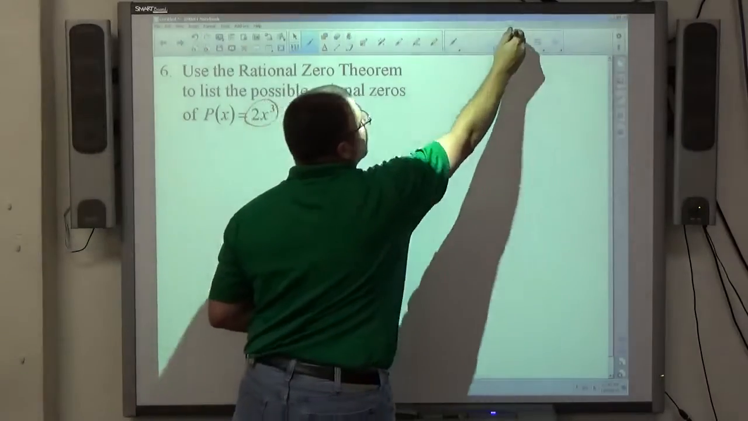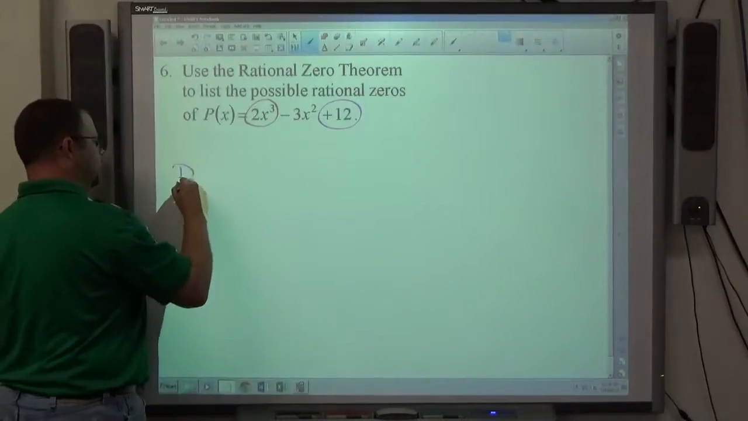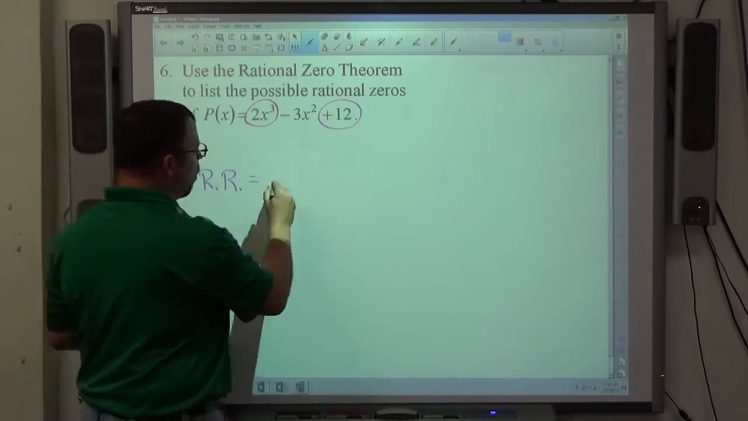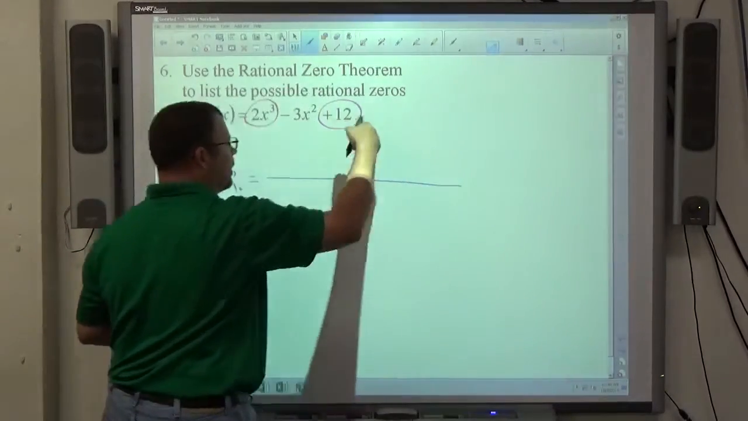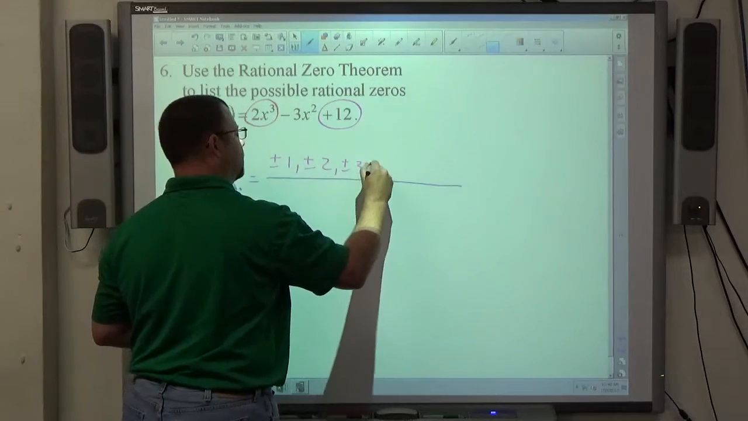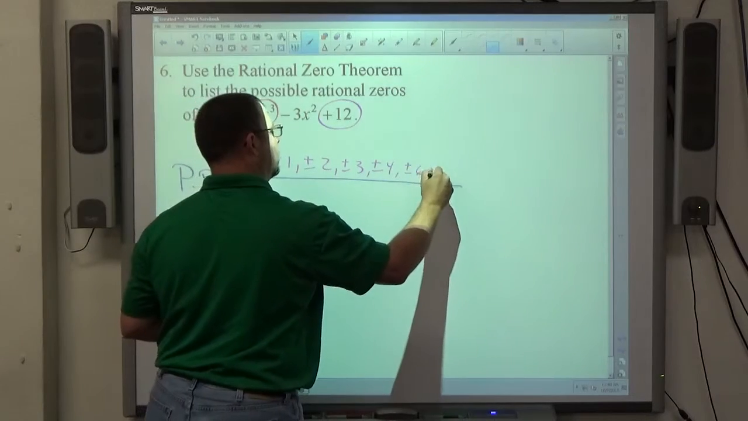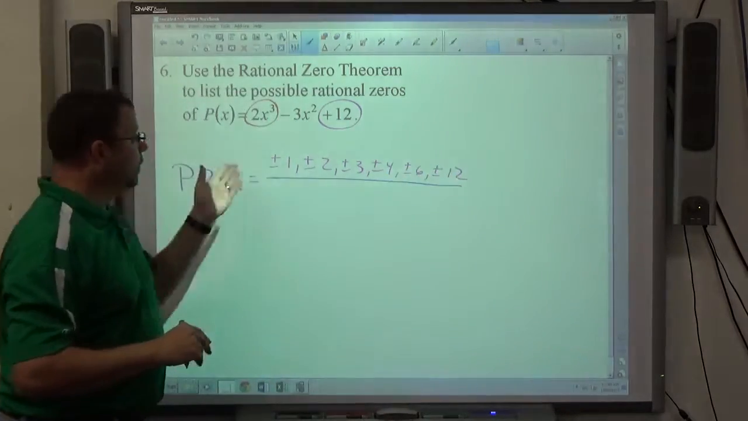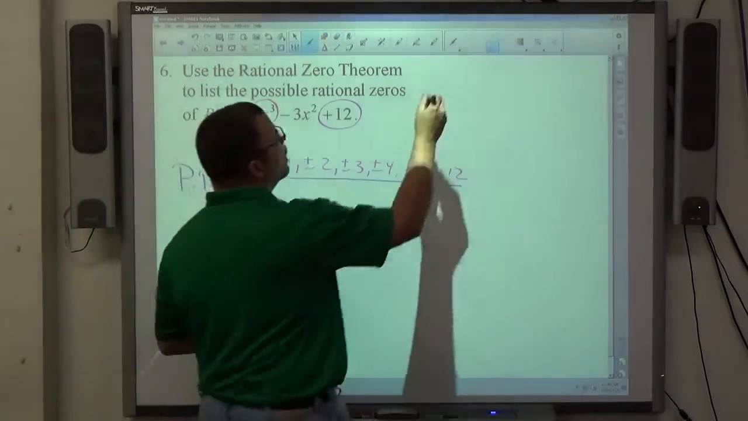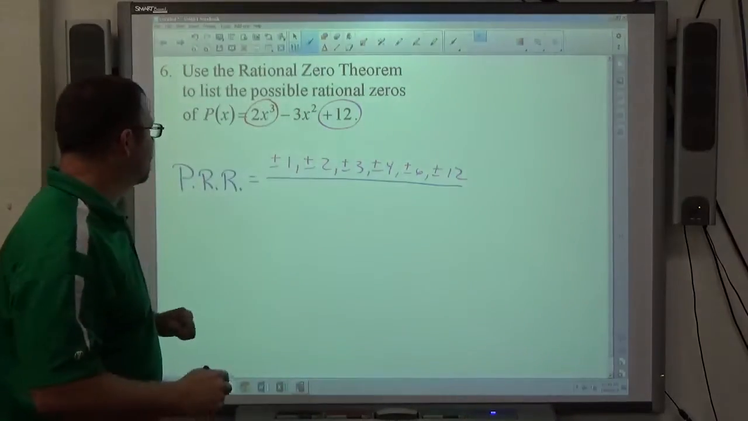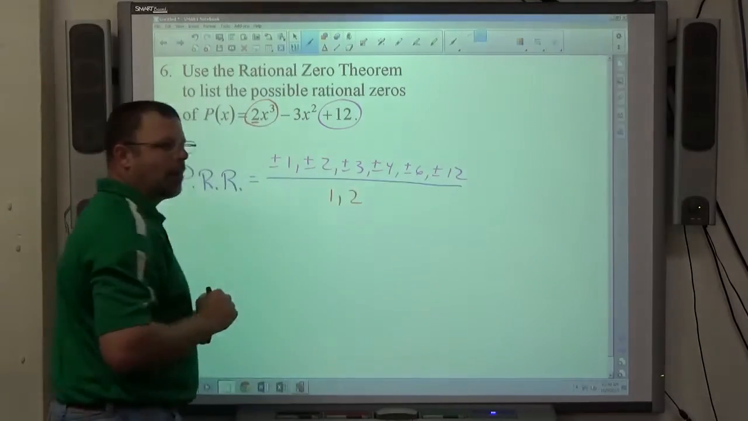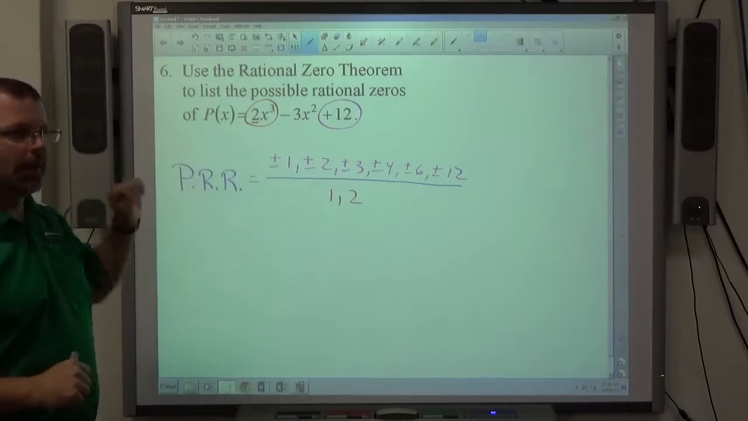And the possible rational roots are simply going to be all the factors of the constant on top, so every number that divides 12, 1, 2, 3, 4, 6, and 12, plus or minus every one of them. And on the bottom we simply put the factors of the first coefficient, the lead coefficient 2, that would be 1 and 2. Don't worry about the pluses and minuses there because we've already got plus or minus taken care of with the top.